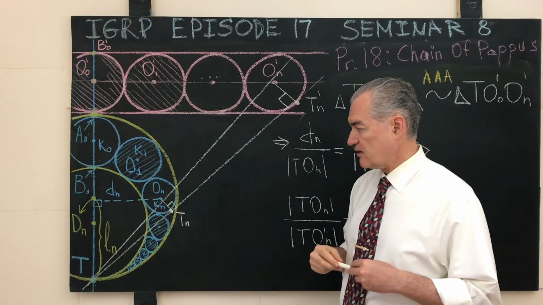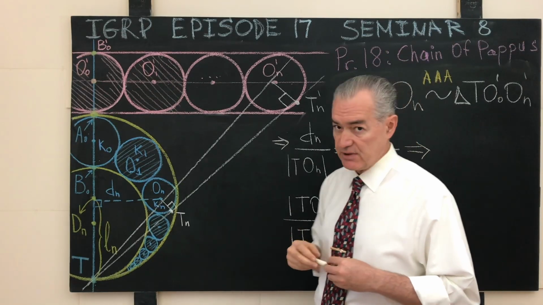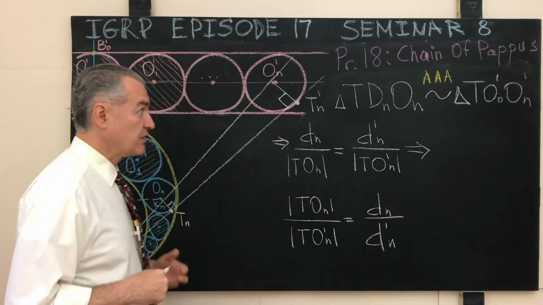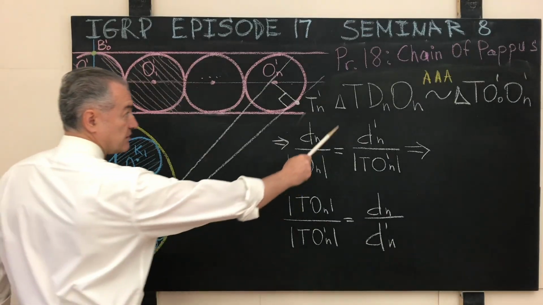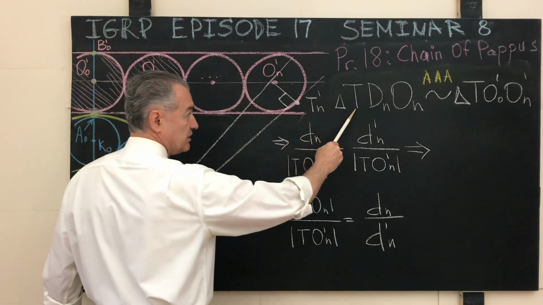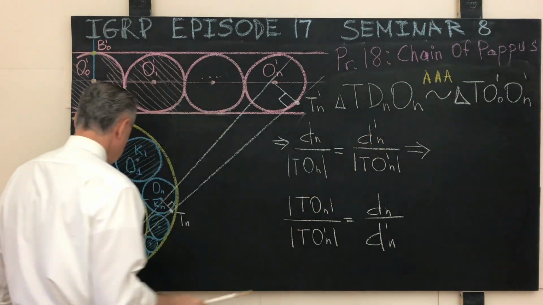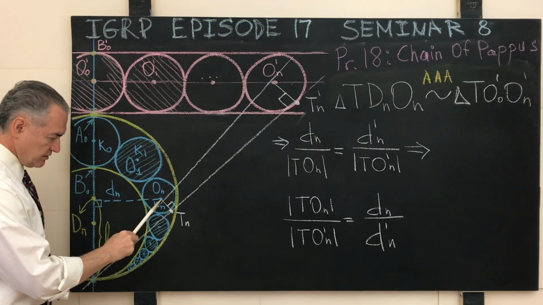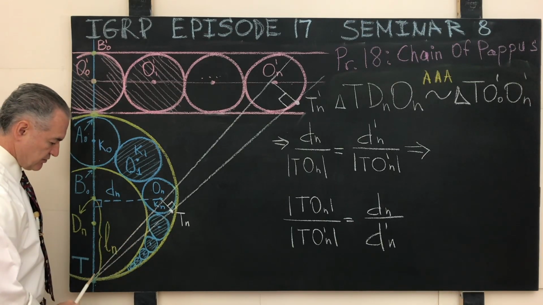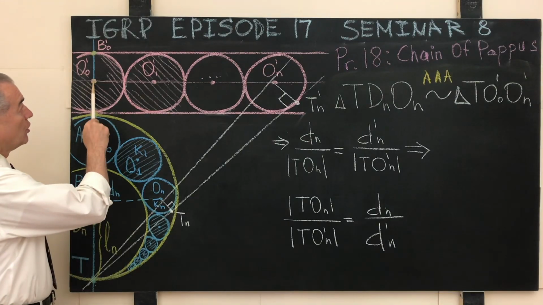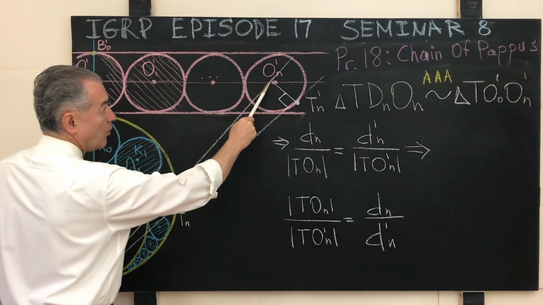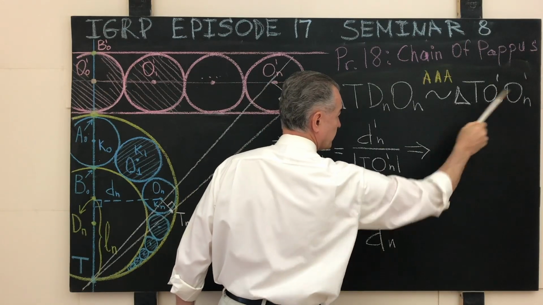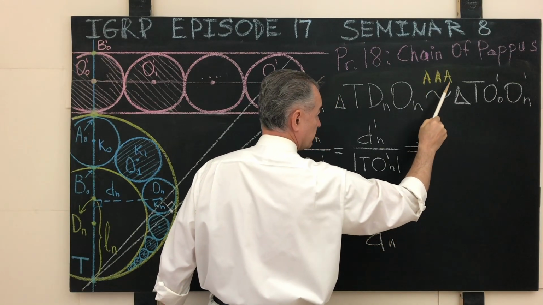After that, what follows is an elementary, typical middle school computation. Nothing is quite difficult. And here we start with the observation that, as I mentioned before, the triangle T D_n O_n, this is this triangle right here, the smaller triangle, and the triangle T O'_n D'_n are similar by angle, angle, angle.